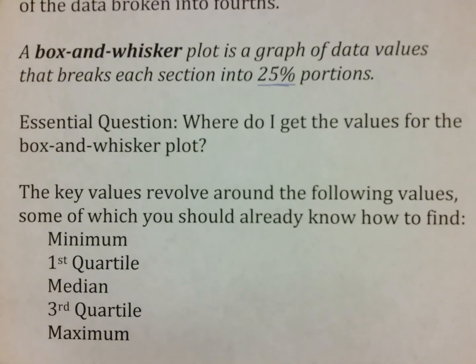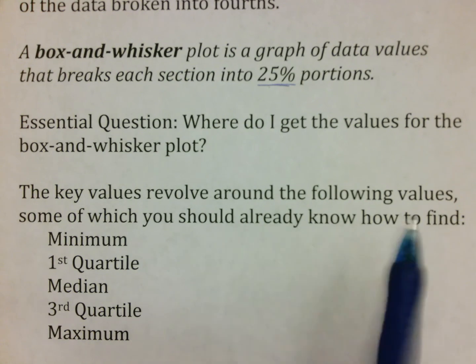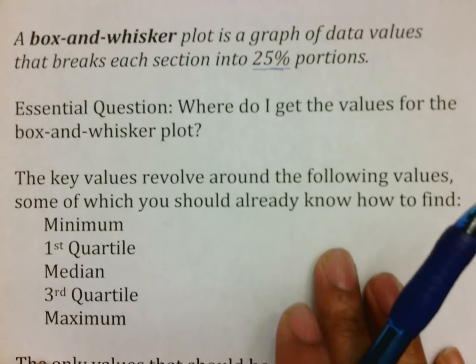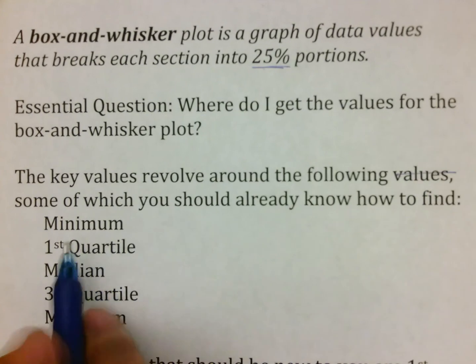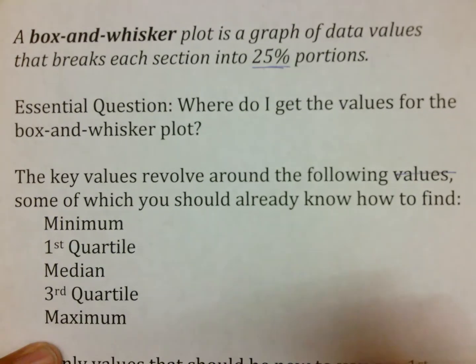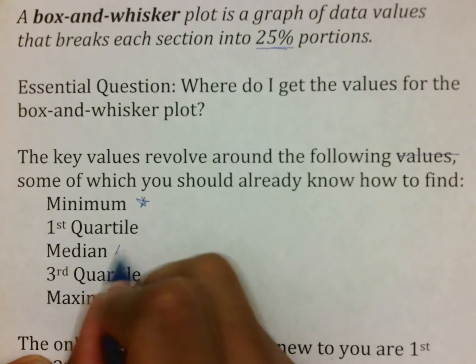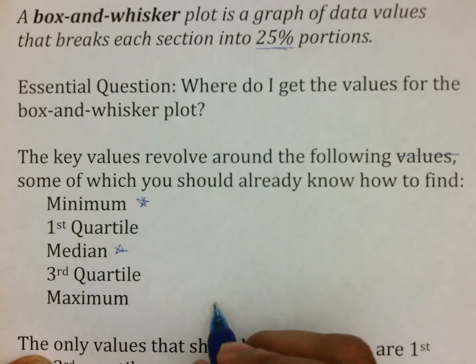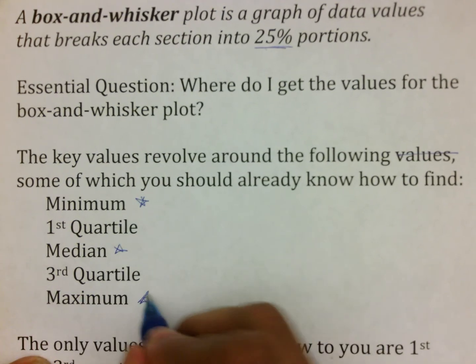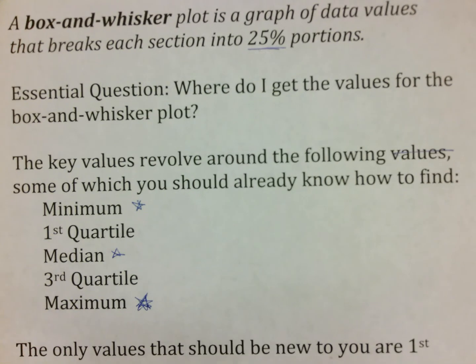The essential question is, where do I get the values for the box and whisker plot? And it's very important that you understand that, because if you don't know where the values come from, then you won't know how to make one. The key values do revolve around these words. I guess it should say words, not values, but some of which you should already know how to find. For example, minimum I think we know, so I'm going to put a star by that. And median I think we did last section, and maximum I think we know how to find. So sorry, I don't know how to make a star. But those 3 values we already know.